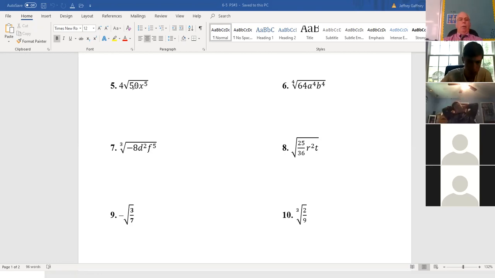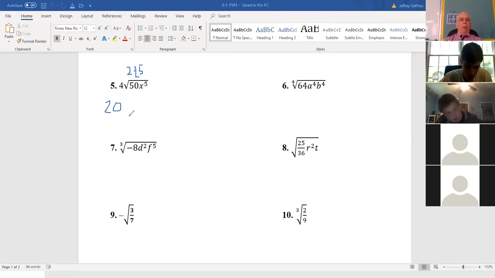So there's that 50. The first thing that jumps out at me is 50 is 2 times 25, right? So the 25 we like, because that's 5 squared. So the 5 comes out from under the radical and is multiplied times the 4. So now I've got 20 outside the radical, right? So I've addressed the 4, I've addressed the 50.